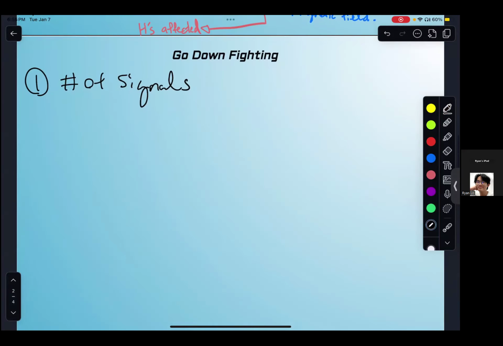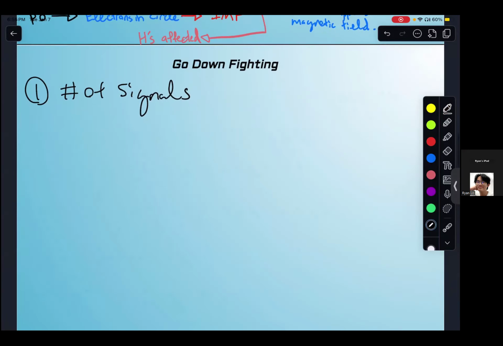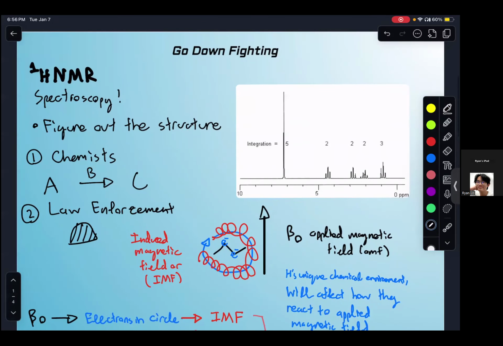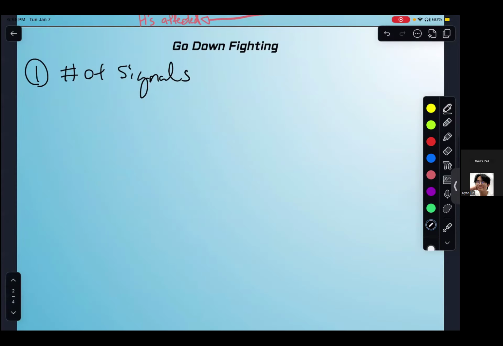So the number of signals, right? HNMR signals is very, very important, right? If you have, let's say, for example, 12 hydrogens in a structure, does that mean you'll get 12 different signals? No, not really, right? And so, yeah, as you can see up here, right, there's 1, 2, 3, 4, 5 signals, right? And so how do we determine that there's 5 signals in that spectra or a certain number of signals in another spectra?